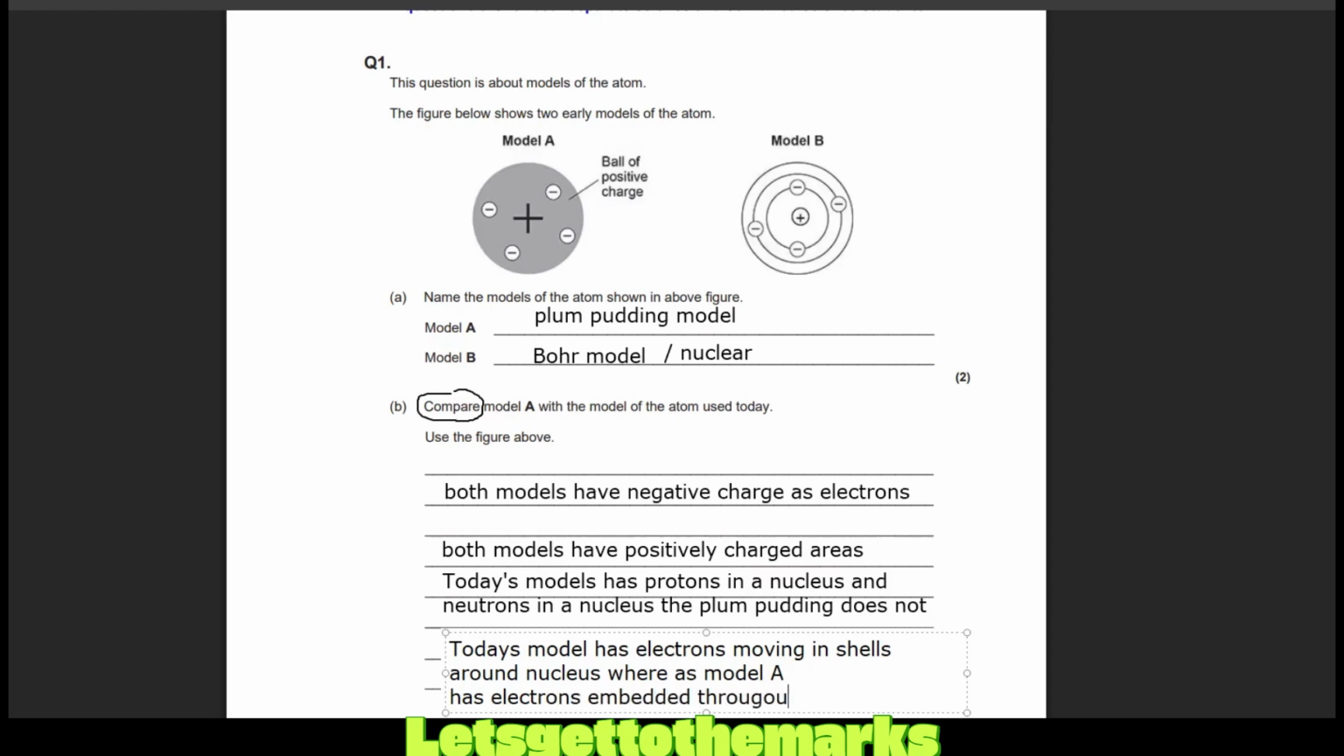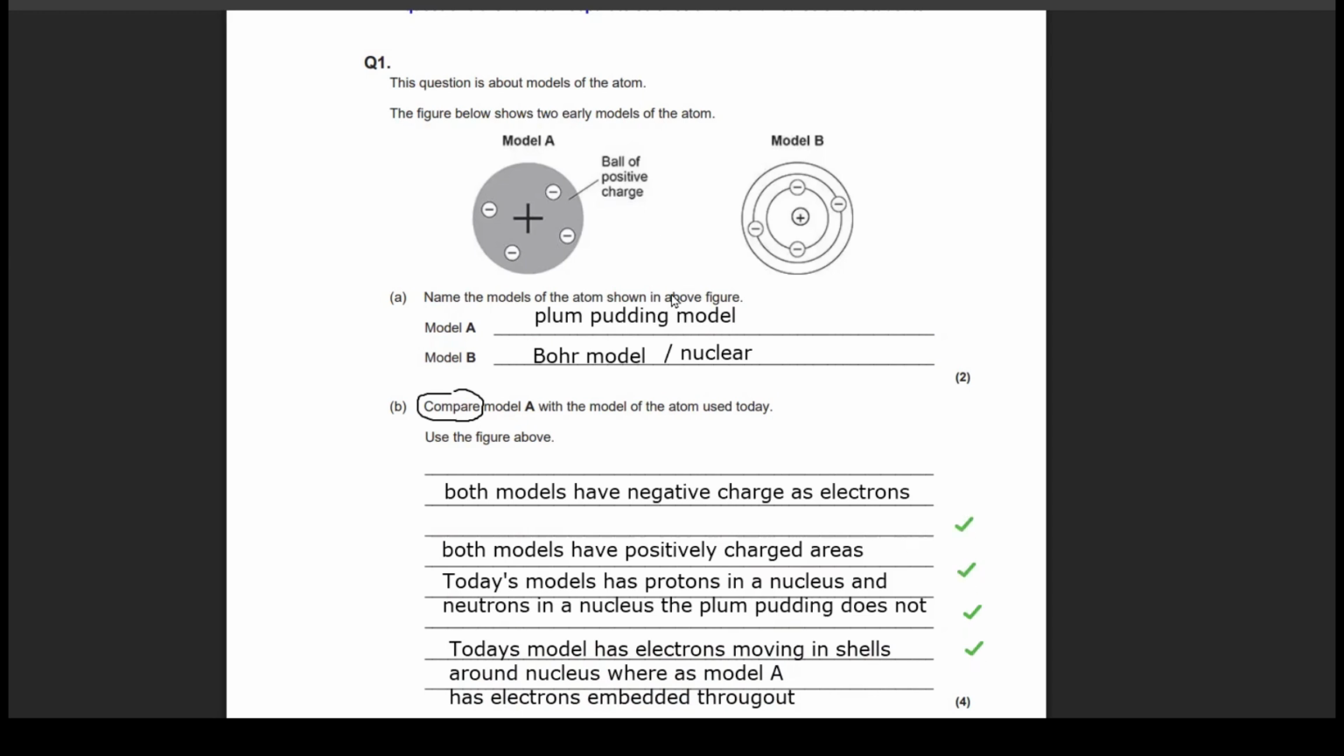Now, what does embedded mean? Embedded means stuck, basically, like blueberries in a muffin or chocolate chips in a muffin, or as they called it back in those days, plums in a pudding. And there we go. That's at least 4. There are plenty of other things we can say about them. They're both spheres. But yeah, plenty of things we can say about them. That would get you all the marks. All right, let's move on.